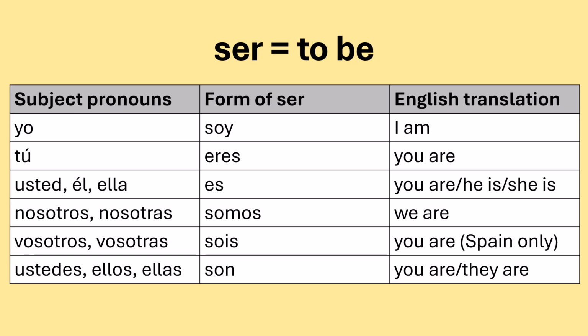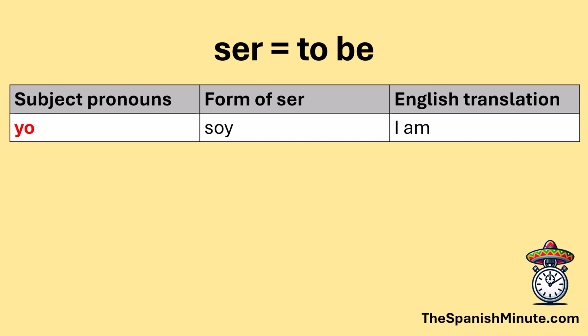We're going to break it down by looking at one form of the verb ser at a time. First, the yo form. Soy is the form of to be, or ser, that is associated with yo, or I in Spanish. Basically, it translates as I am.